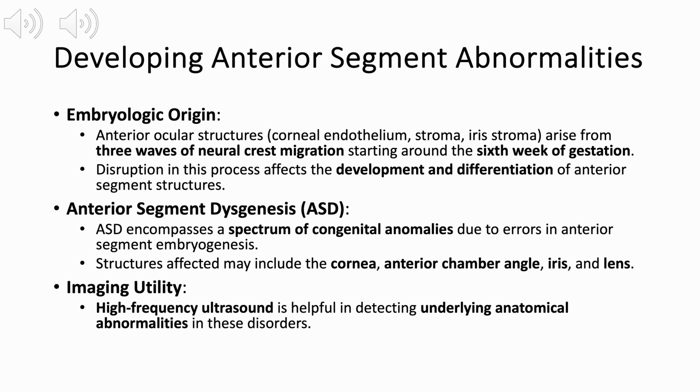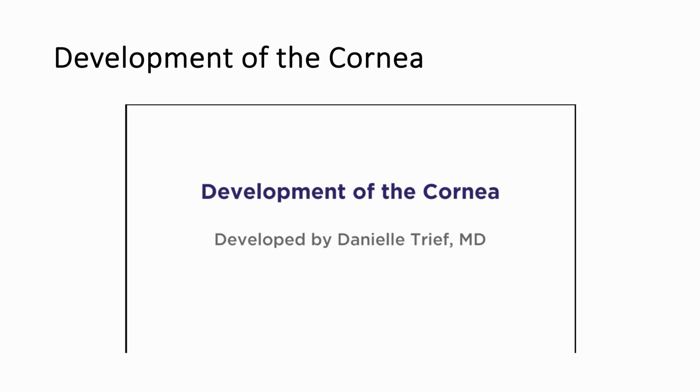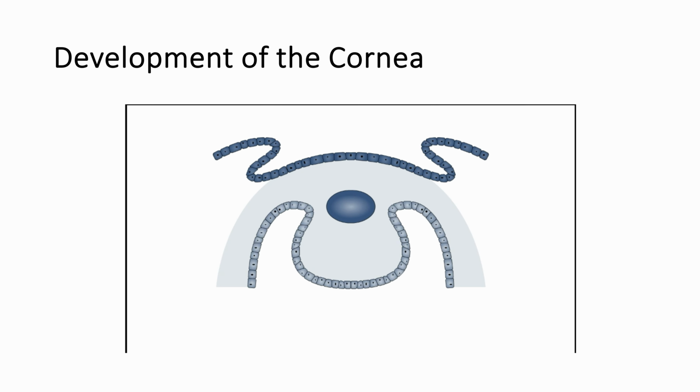Carefully observe the next slide, which features a video illustrating anterior segment development. A solid grasp of this developmental process is essential for understanding anterior segment dysgenesis. This animation illustrates the normal development of the cornea, as well as the developmental abnormalities leading to Peters anomaly.